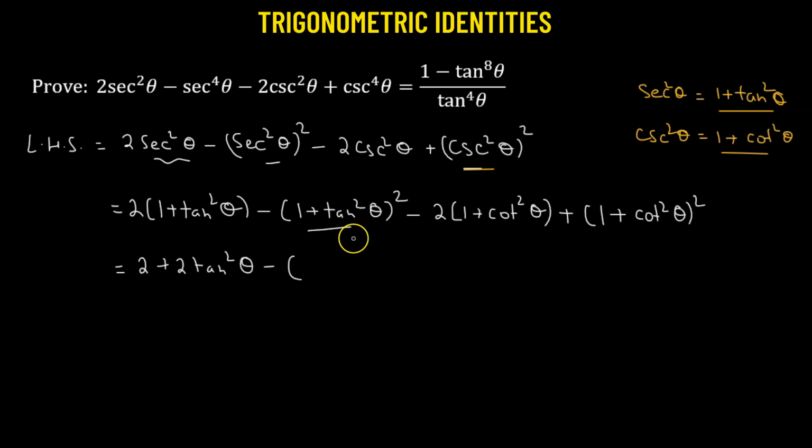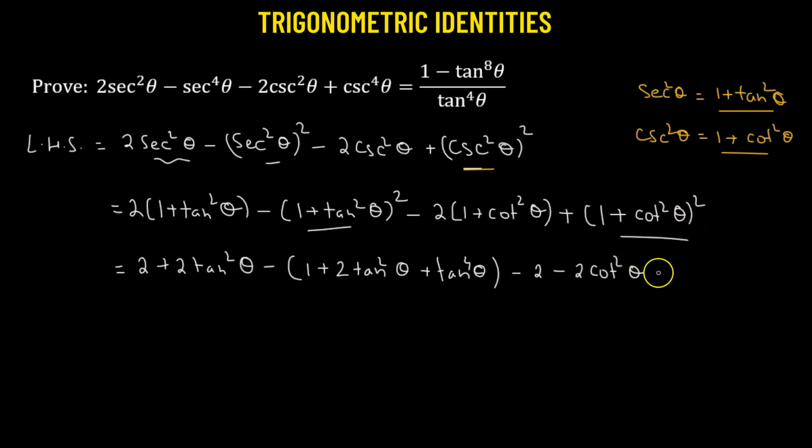So we can expand it using the identity a plus b whole squared, which is a squared plus 2ab plus b squared. So that will be tangent theta whole raised to the power of 4, minus 2 times cotangent squared theta, and we can expand 1 plus cotangent squared theta whole squared as 1 plus 2 times cotangent squared theta plus cotangent of theta whole raised to the power of 4.